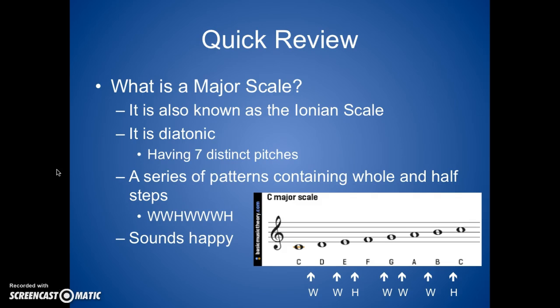So quick review, what do we know about a major scale? It is also known as the Ionian scale, which is diatonic, meaning it has 7 distinct pitches from note 1 to note 7, and a series of patterns containing whole and half steps. And in a major scale, we'll always have this pattern of whole, whole, half, whole, whole, whole, half. Also, the difference between a major and a minor scale is the quality or the affection of the major or minor key. So a major key tends to sound happy while a minor key has a more sad feeling to it.